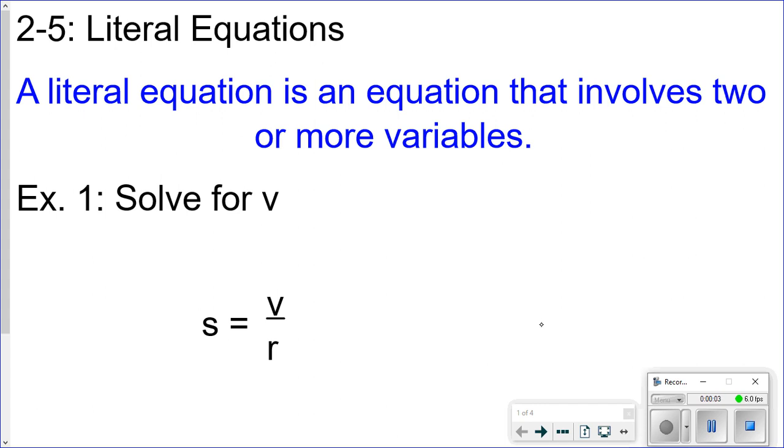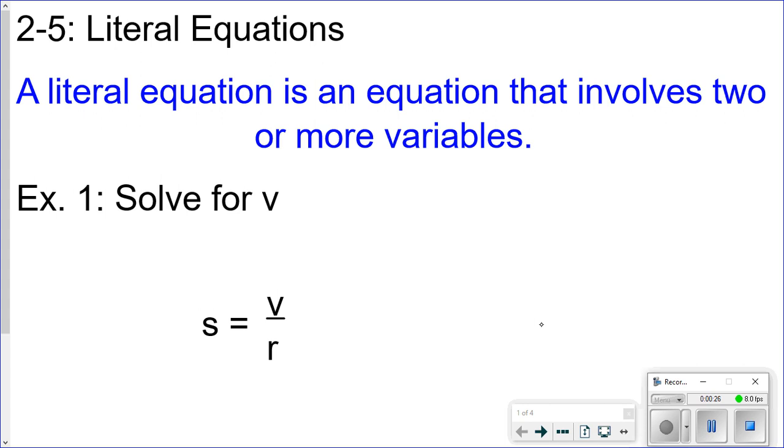Alrighty, this lesson is on solving literal equations. So what is a literal equation? It's an equation that involves two or more variables. So any equation that has two or more variables we call a literal equation. It could have numbers in it, all right? It is possible that it has numbers. Most of the ones that you're going to see today do not have numbers in there.